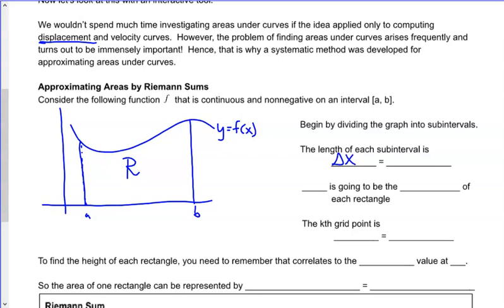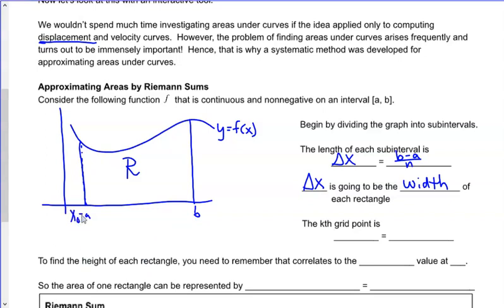So what we were doing before to find, we're going to call it delta x, the length of each subinterval, I kind of alluded to that in the first example where I was taking the 8 minus 0 and dividing by n. That is, b minus a over n will give me the length of each subinterval. So delta x is going to be the width of our rectangle. Now, the kth grid point. Grid points are all these points along the bottom that we use to find these rectangles.